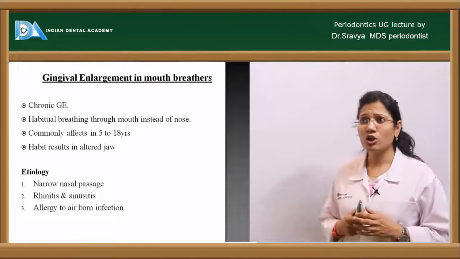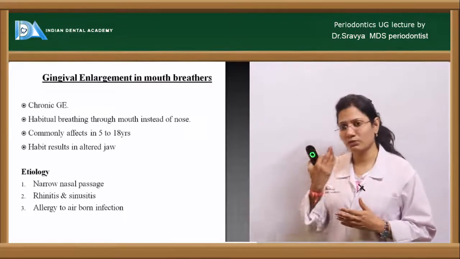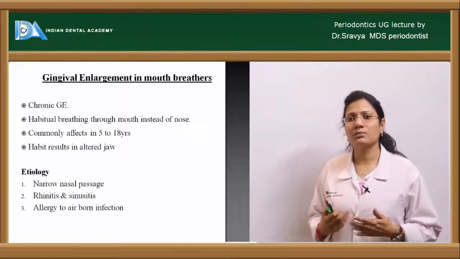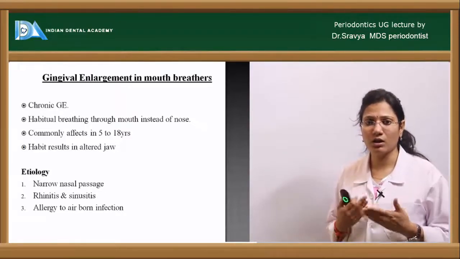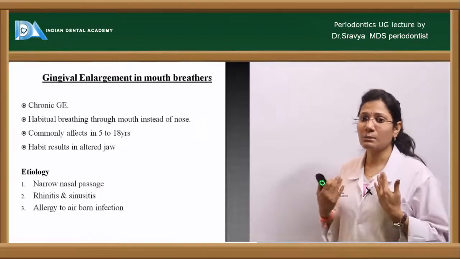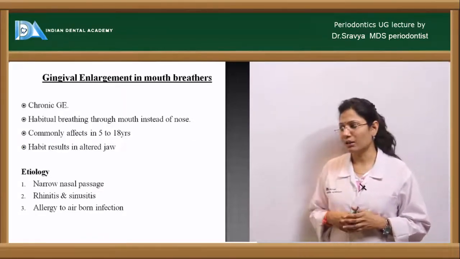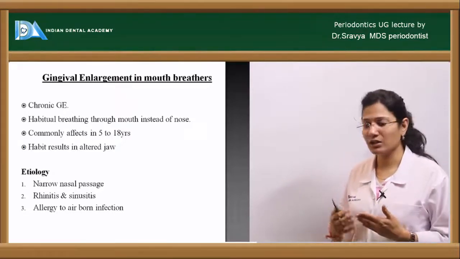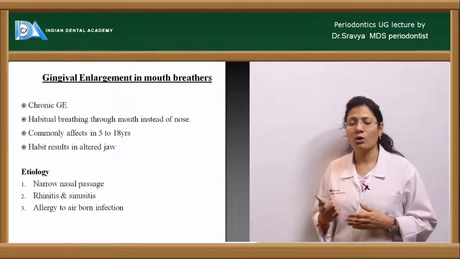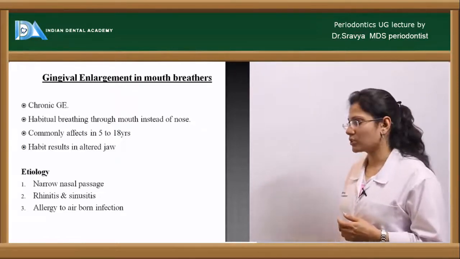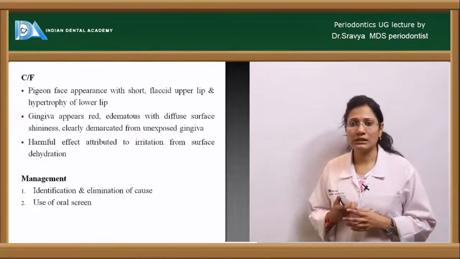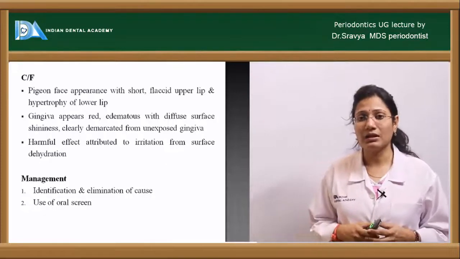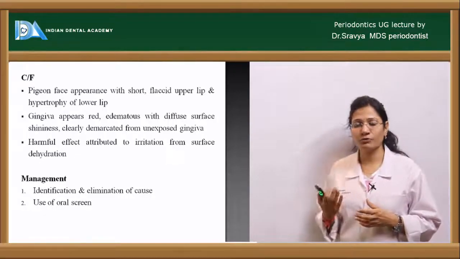Apart from that, the etiology for mouth breathing can be any block in the nasal passage, so the patient is not able to breathe through the nose, or else it becomes a habit, and even after correction of the nasal obstruction the patient continues to breathe through the mouth. It can also be due to upper respiratory tract infections like rhinitis or sinusitis, or allergy to airborne agents. So, as I told you, the clinical features are a pigeon face, a short or flaccid upper lip, and a thick or hypertrophied lower lip.